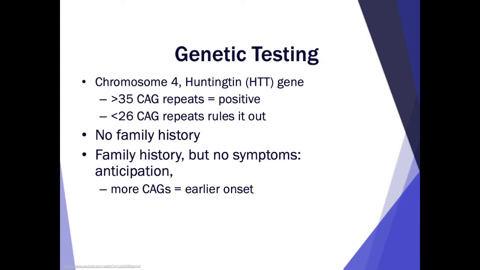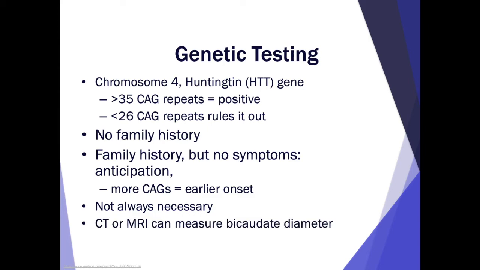Having said this, if a patient has a strong family history of Huntington and they are showing signs themselves, it's not always necessary to do genetic testing. A CT or an MRI can be used to measure the bicaudate diameter, so we're basically measuring the caudate nucleus inside the brain, and this can be a pretty good marker showing how far the disease has progressed.